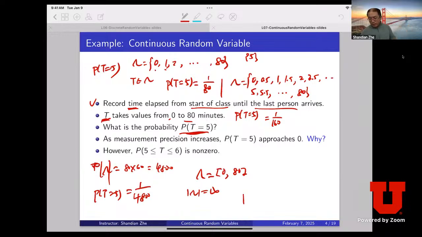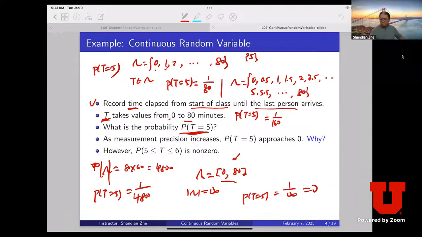Then under this case, what's the probability of t equals 5? Yes, intuition is correct. Although t equals 5 must mean some time point inside this region, right? But there are so many elements in that. It's an infinite number of elements in that. That means you're going to divide 1 by infinite. So it is 0.